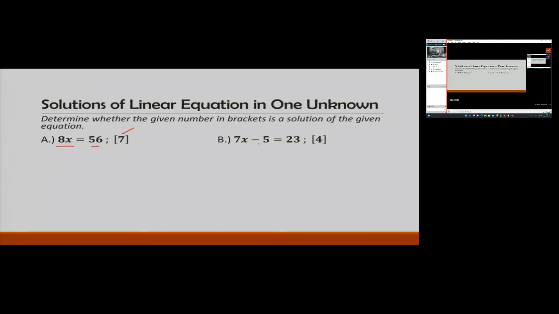How about 7x minus 5 equals 23? Is 4 a solution or not a solution? Solution. Because 7 times 4 minus 5. Okay, what is 7 times 4? That is 28 minus 5. And what is 28 minus 5? 23, which is equal to 23. Okay? Therefore, 4 is a solution to 7x minus 5 equals 23. Okay?